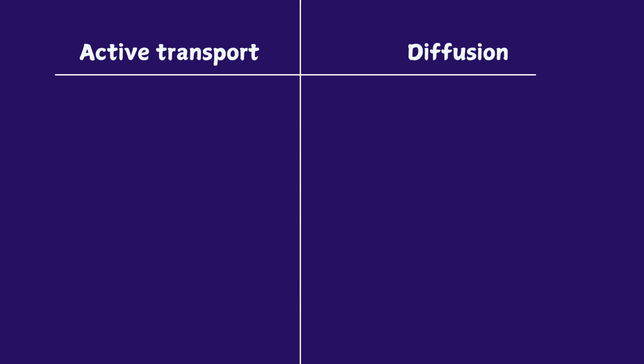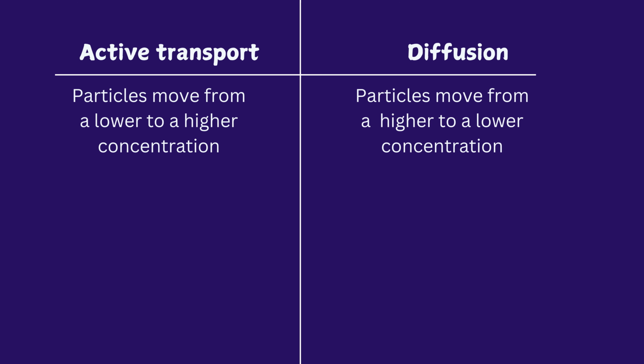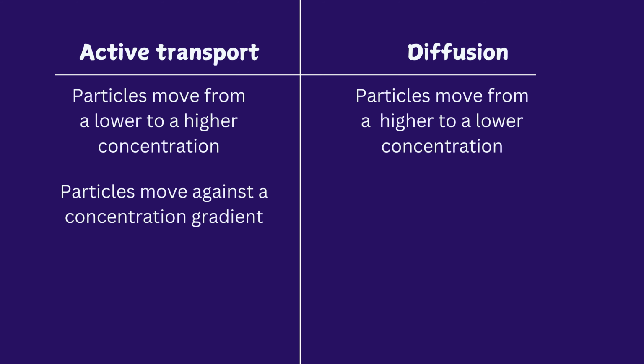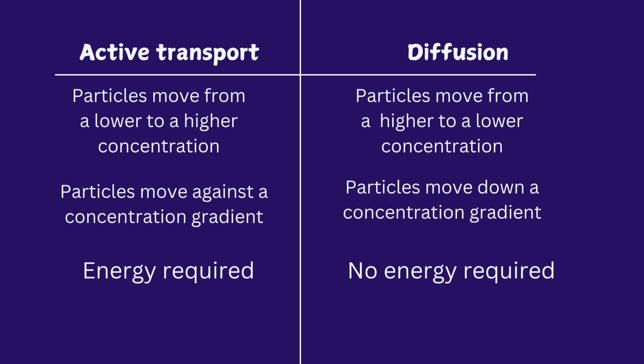Let us now look at differences between active transport and diffusion. In active transport, particles move from a lower to a higher concentration, while for diffusion, particles move from a higher to a lower concentration. Particles in active transport move against a concentration gradient, while for diffusion, particles move down a concentration gradient. Energy is required for active transport, no energy required for diffusion.